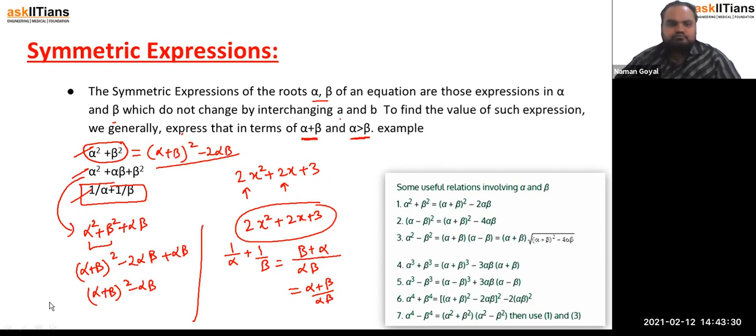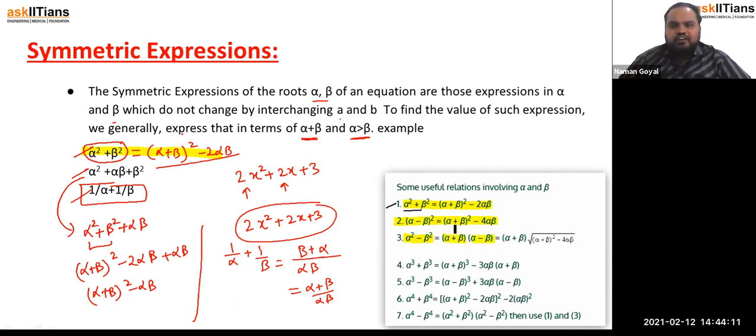Okay, now let's see what these formulas are. First, alpha square plus beta square can be written as alpha plus beta whole square minus 2 alpha beta, which I wrote here. Second, alpha minus beta whole square can be written as alpha plus beta whole square minus 4 alpha beta, which I told you in the previous lecture. Similarly, alpha square minus beta square is like a square minus b square. This can be written as a plus b into a minus b. So it becomes alpha plus beta into alpha minus beta.